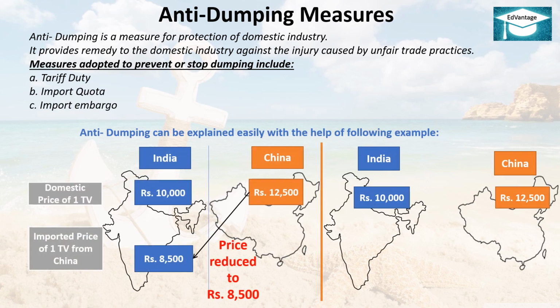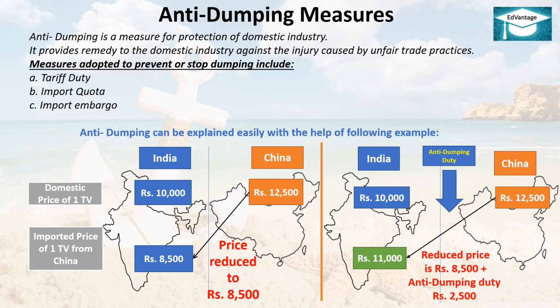Continuing the example discussed earlier. In order to protect the domestic industry from dumping, the government can impose anti-dumping duty so as to make the imports more expensive and encourage sale of domestic goods.